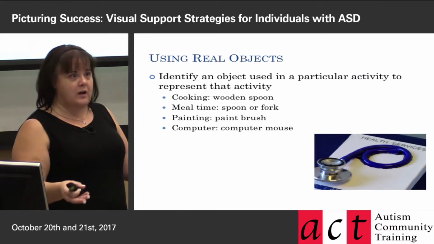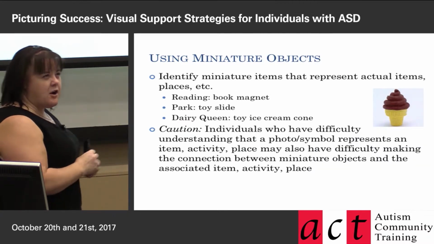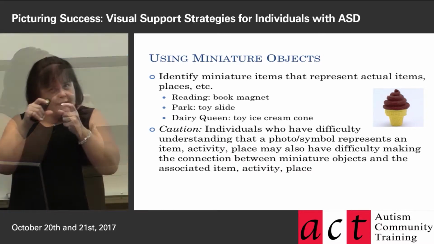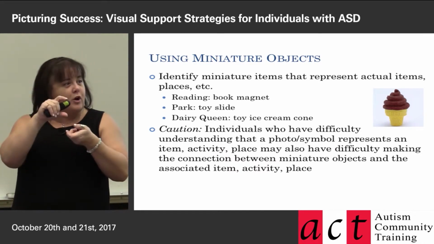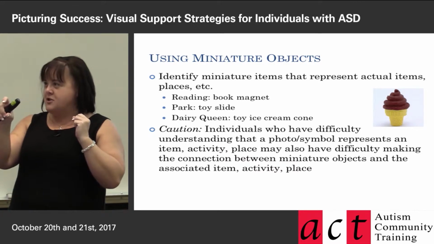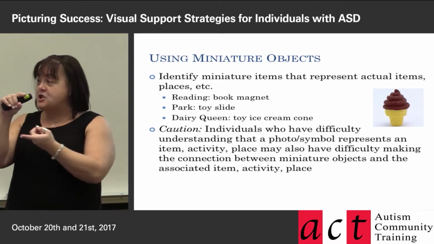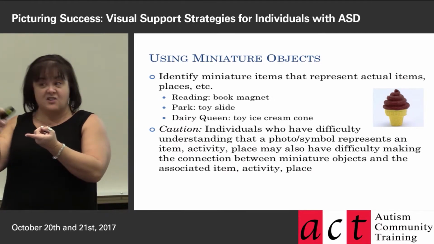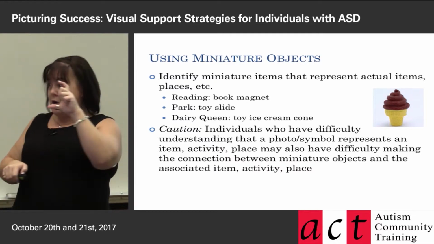So real, actual objects. We can also use miniatures, right? That's like go to the craft store or the dollhouse store and you can get little teeny tiny things. So for example, reading could be a book magnet. It looks like a book, but it's a magnet for your fridge. You could use that. For the park, I might use a little Fisher-Price toy slide from a toy set, because there's a slide at the park. For Dairy Queen, I might use a little toy ice cream cone.